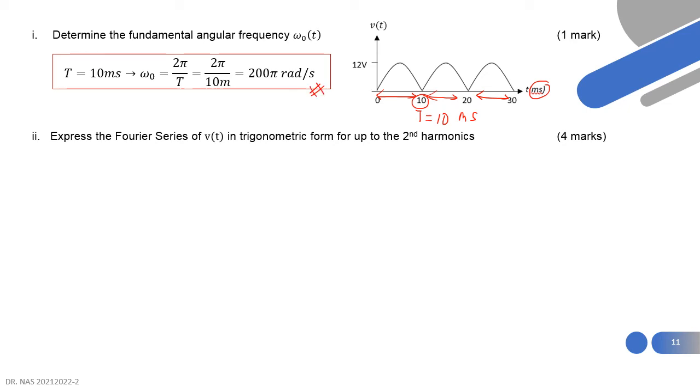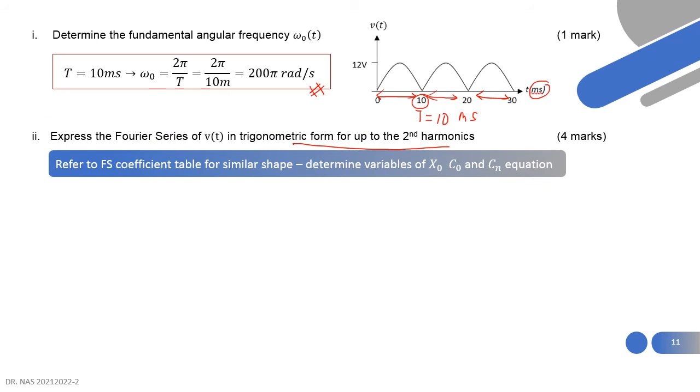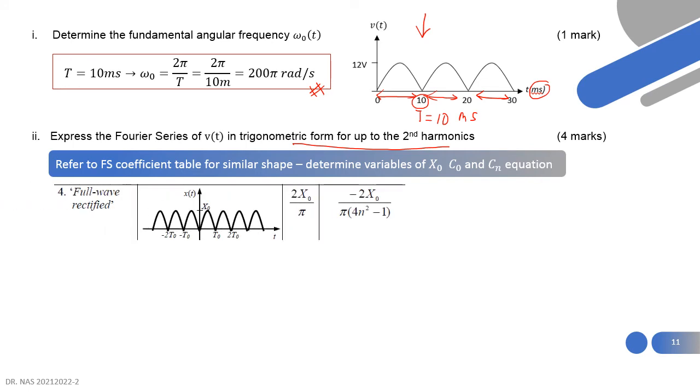Okay, the second question, you need to represent the Fourier series of Vt in trigonometric form for up to second harmonics. Remember, you need to consider both the positive and negative values of n. Okay, so this is the given signal. To get the equation, you need to compare the given signal with the signal in Fourier series coefficients table. So this is the closest shape.